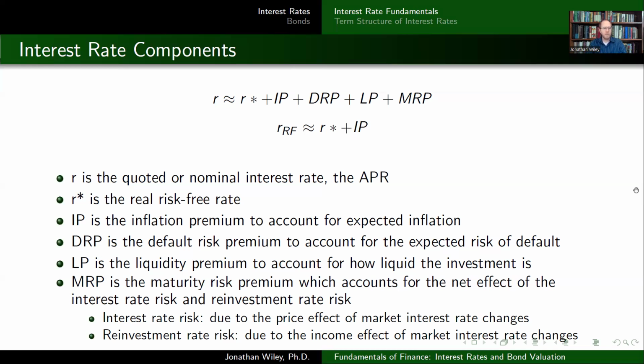And so what's interesting with the maturity risk premium is that we have these two interest rate effects that are linked to market interest rates, but they're pointing in opposite directions. Let me explain what I mean by that. So for the interest rate risk, if the market interest rate goes up, it makes the bond that you are holding or the loan that you previously made as a lender look less attractive because that higher interest rate is available in the market, but you're locked in at a particular rate, so it doesn't look so good to you.